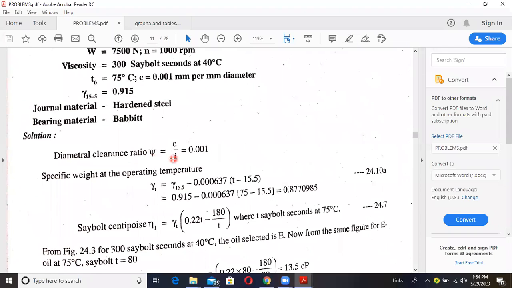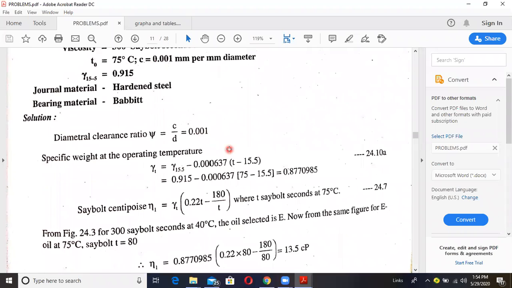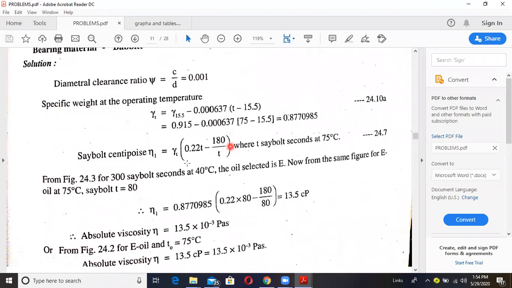Xi is equal to C divided by C. So here we are having C divided by C, that is nothing but 0.001. Now this is the formula to calculate absolute viscosity. Here the unknown is gamma T, specific gravity at operating temperature, and T is nothing but Saybolt seconds at operating temperature.